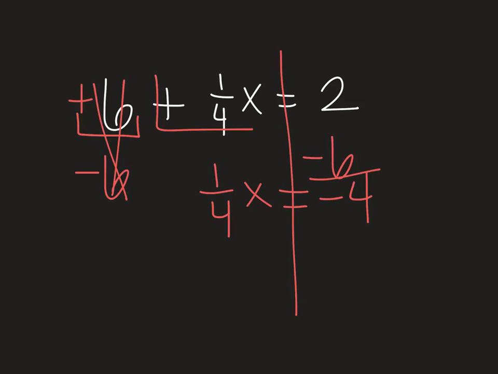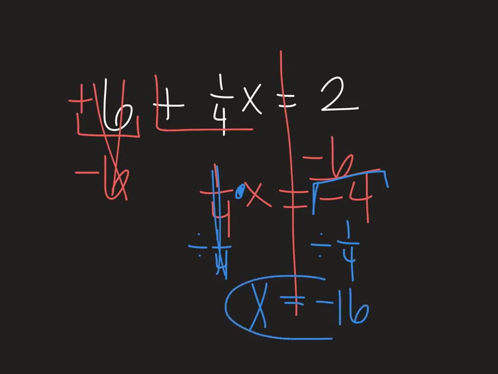With that, I'm now going to look at what's happening between my 1/4 and my x. Just because that's a fraction, it's still multiplication. It doesn't change anything. So the opposite of multiplying is dividing. So I'm going to divide negative 4 divided by 1/4 on both sides. And then I'm going to type in negative 4 divided by 1/4 on my calculator. And I'm going to get that x equals negative 16.